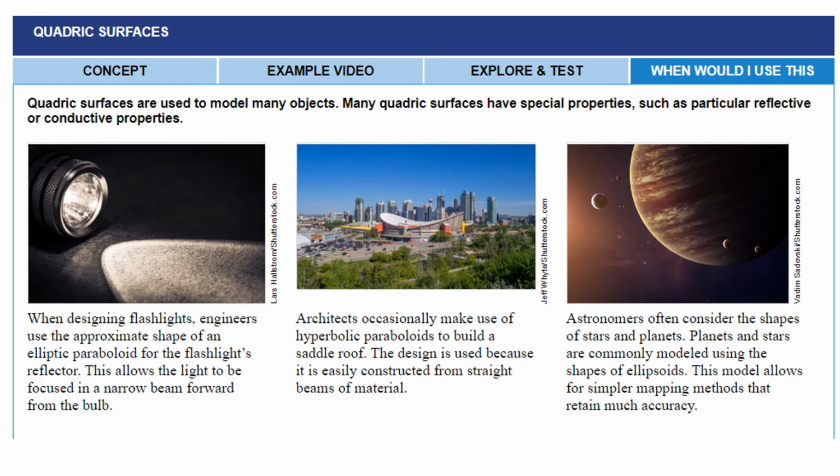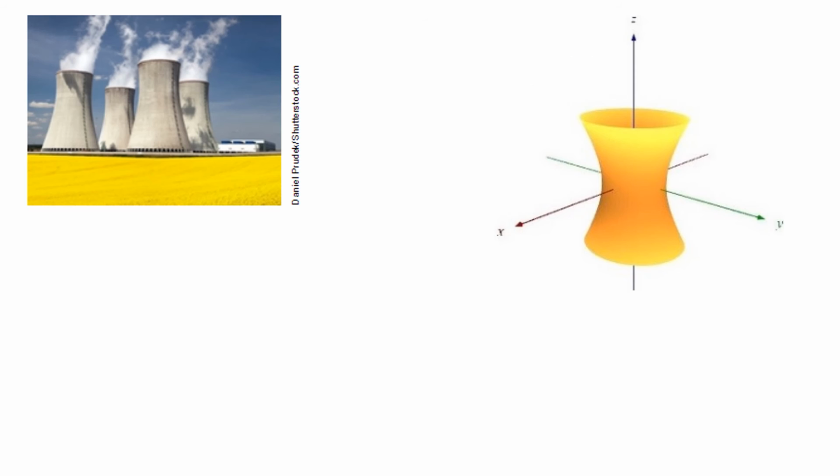And astronomers often consider the shapes of stars and planets. Planets and stars are commonly modeled using shapes of ellipsoids. This model allows for simpler mapping methods that retain much accuracy. And nuclear power plants also use these for their reactor exhausts, and these are very structurally sound this way. And we'll see that this is a hyperboloid.